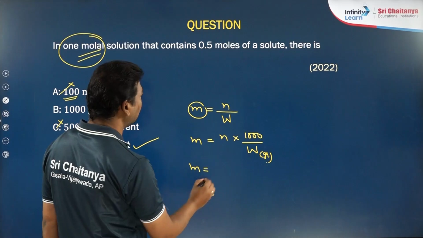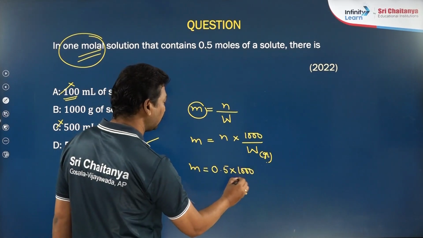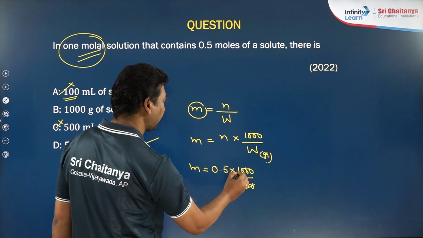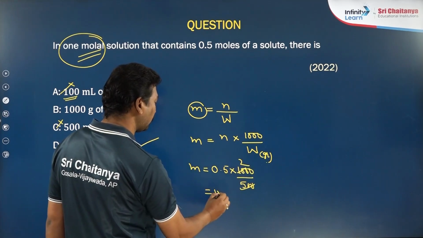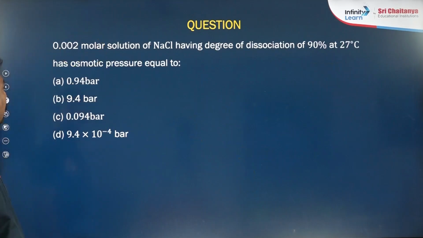Molality is equal to the number of moles of the solute, 0.5 they mentioned, times 1000 by the weight of the solvent, 500. We'll get that 1 molar solution. Okay, my dear students. Coming to the next one.